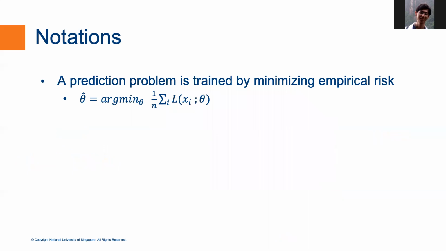And the prediction problem is trying to minimize the following empirical risk. The risk is the average of the training loss. All right.